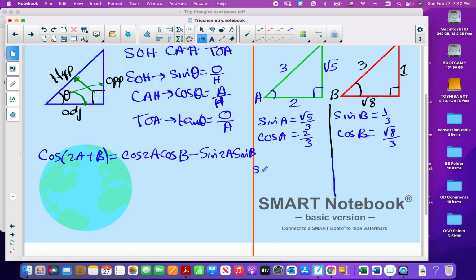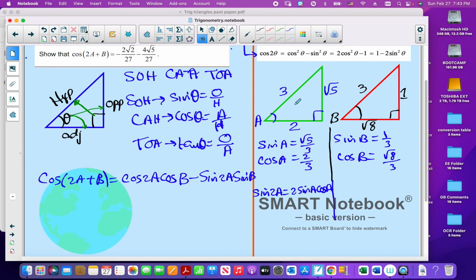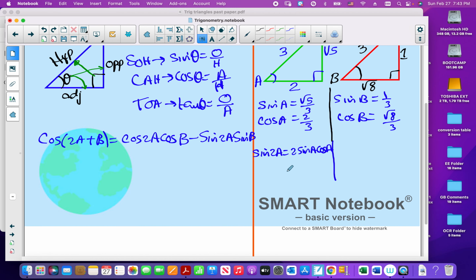Sine 2A is equal to 2 sine A cosine A. Where did I get this from? From the second identity in here. Sine 2 theta is equal to 2 sine theta cosine theta. So sine A is known. That's equal to sine A, which is root 5 over 3, and cosine A, which is equal to 2/3. That will render this 4 root 5 over 9. That is sine 2A.